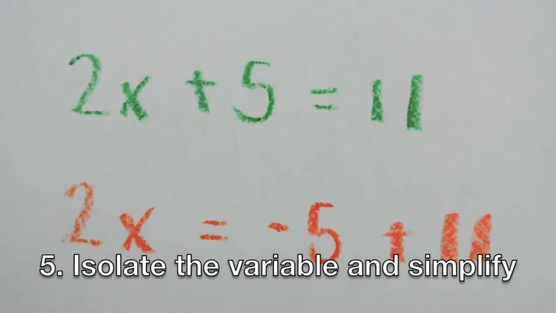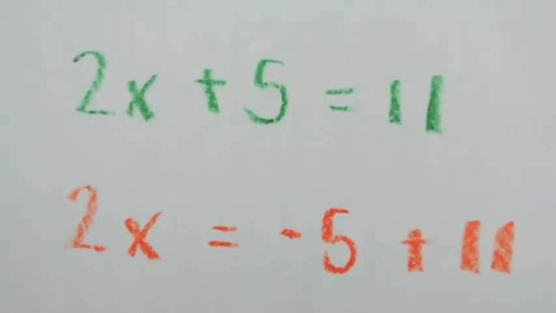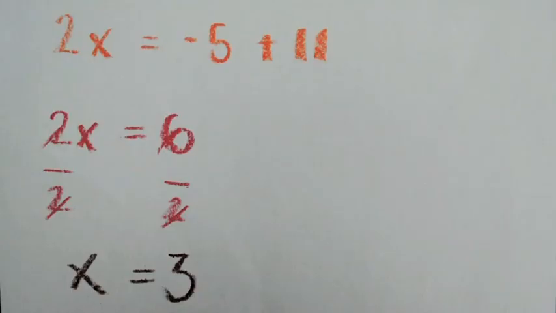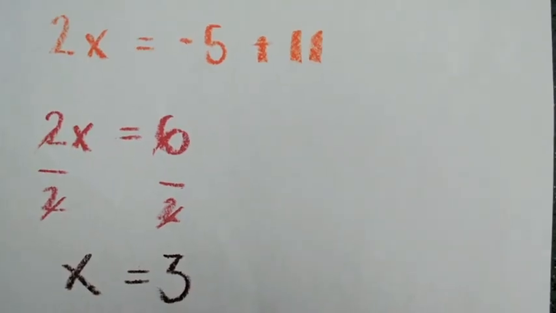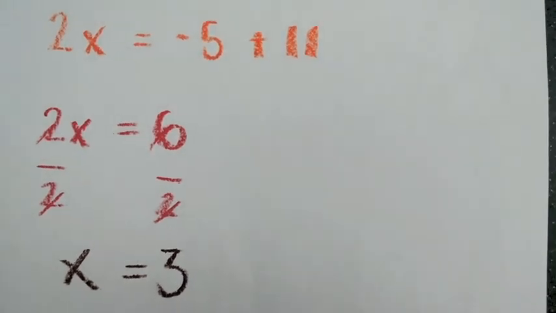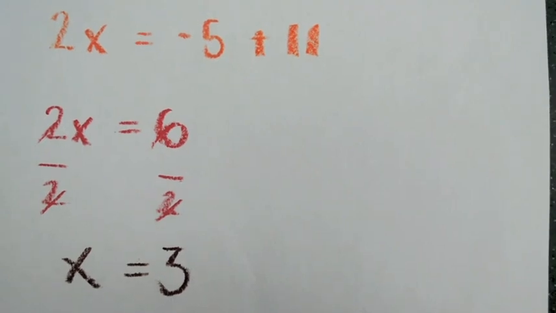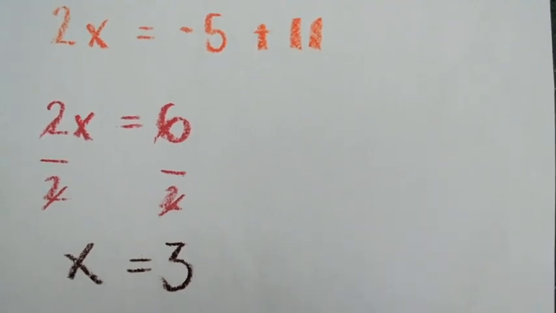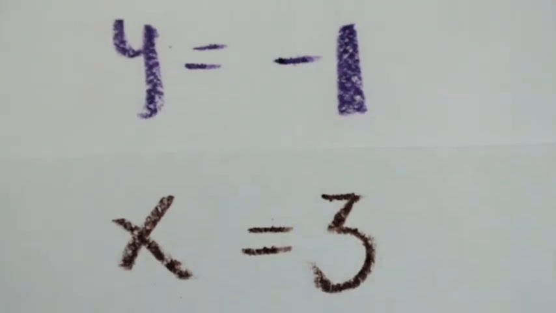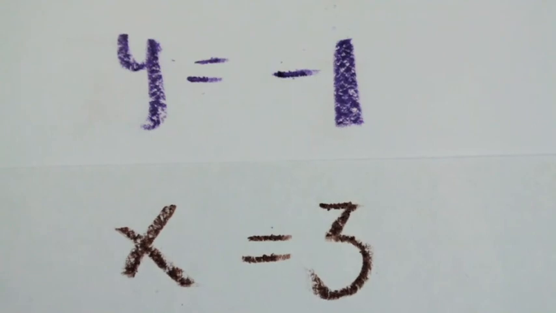After that, we simplify the equation by isolating the variable. We'll end up with 2x equals -5 plus 11. For the final step, we add -5 plus 11, which is equal to 6. We find the value of the variable by dividing 2x to 6, and our final answer is x equals 3. Alright, so our final answer is y equals -1 and x equals 3. And that's how you solve using the elimination method.